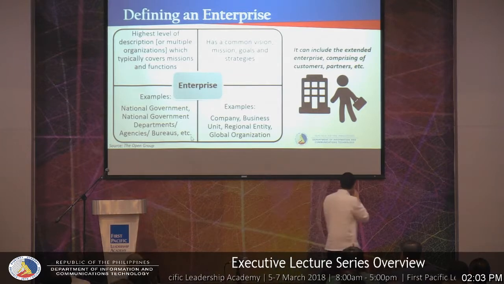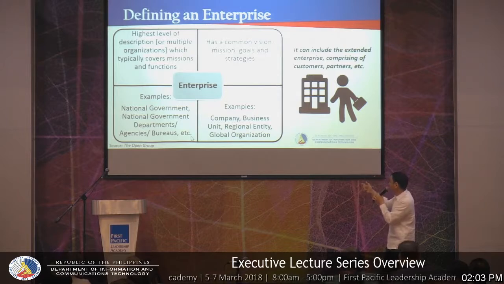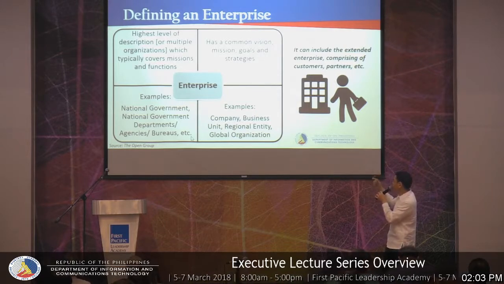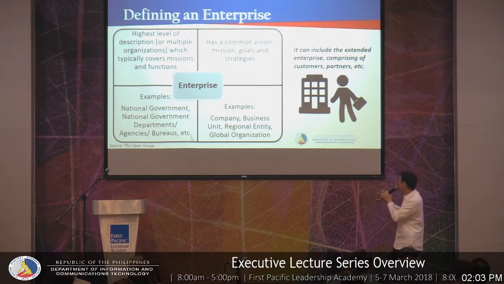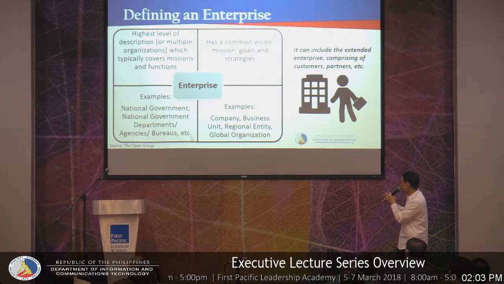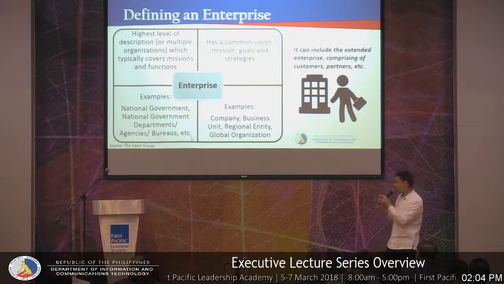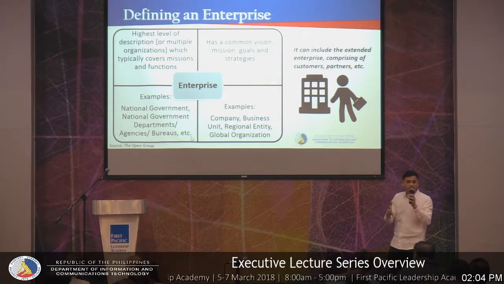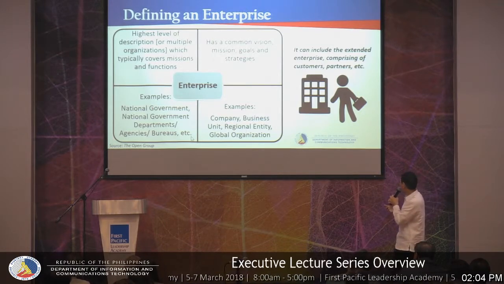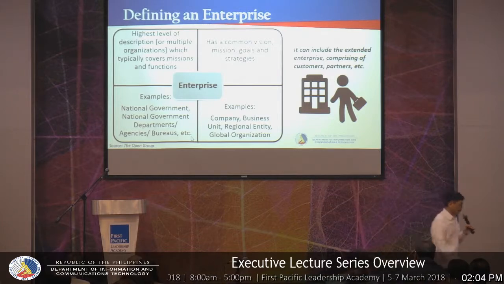Okay. So, enterprise is the highest level of description, which typically covers missions and functions. So, it's organizations that have the same missions or functions, has a common vision, mission, goals, and strategies. Example is the national government, some departments, agencies, bureaus, regional entities, global organization, etc. It can include extended enterprise covering suppliers also.